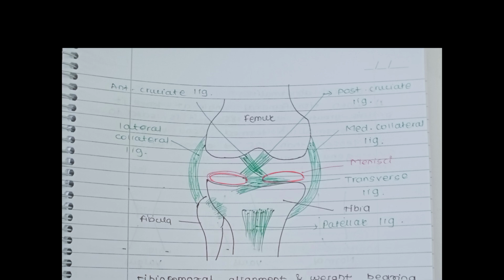Here is the diagram of the ligaments. It is important to draw a diagram in the exam for an effective answer. So you can see medially the medial collateral ligament and laterally the lateral collateral ligament, and in the anterior and posterior parts the anterior cruciate ligament and the posterior cruciate ligament.